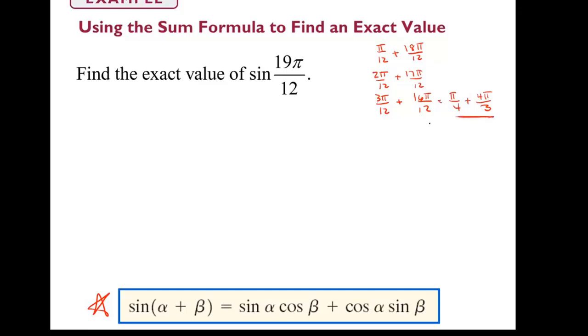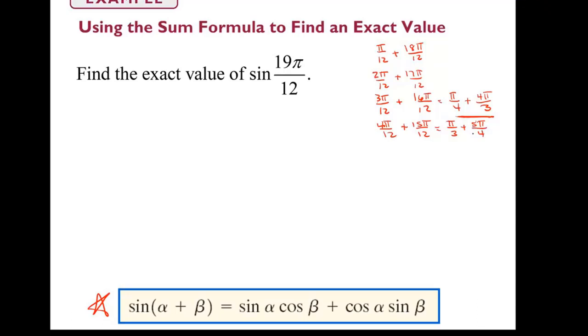Yeah. It's not just one answer, by the way. I could go to 4 pi over 12 plus 15 pi over 12, which is equal to pi over 3 plus 5 pi over 4. There's another one that I know the answer to, right?